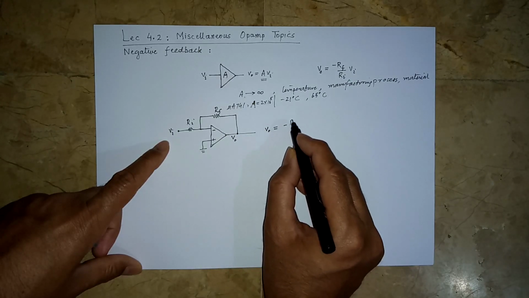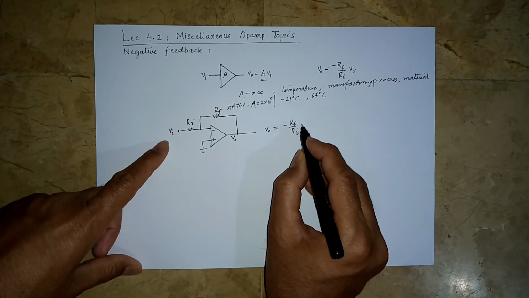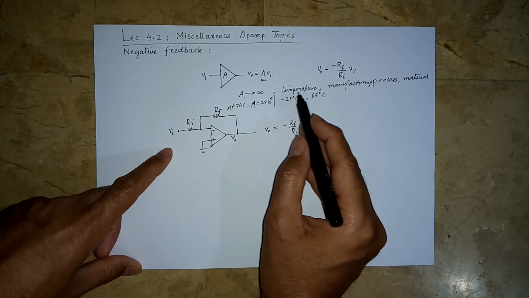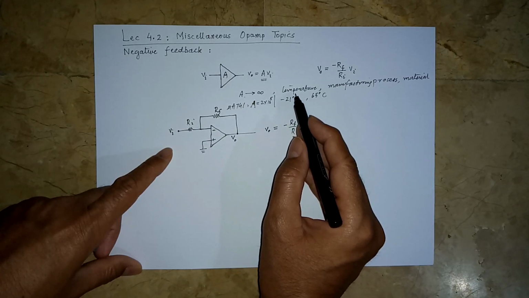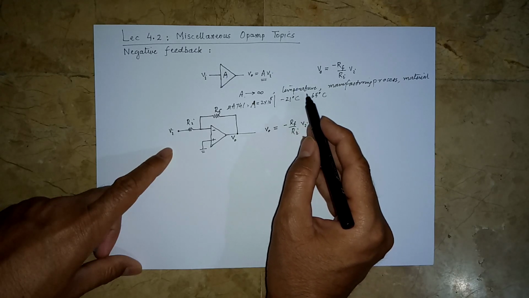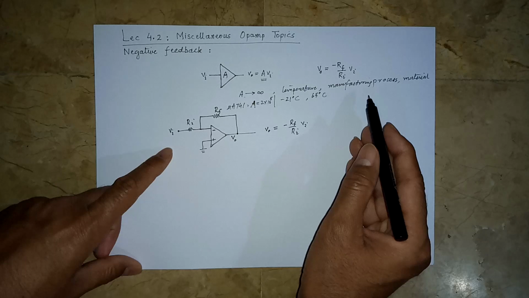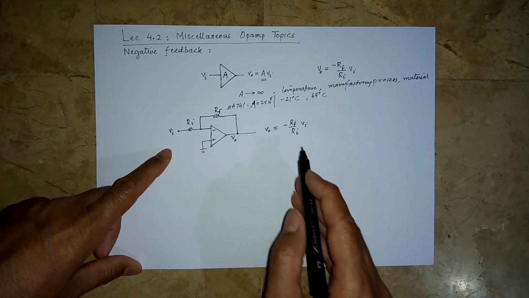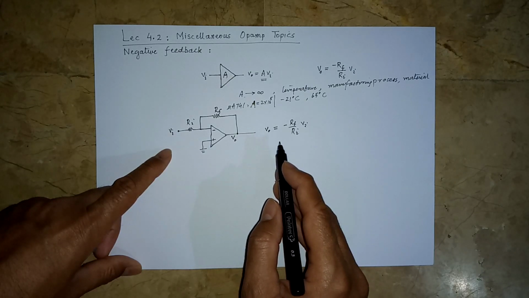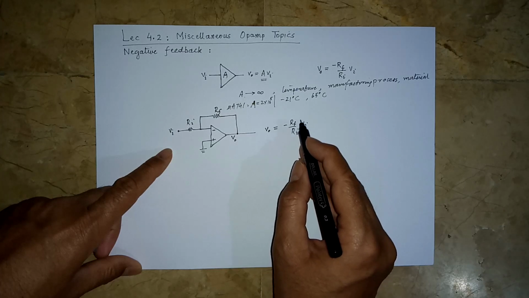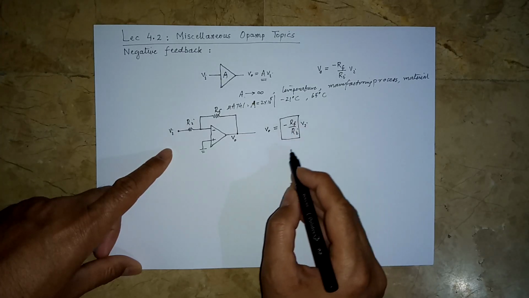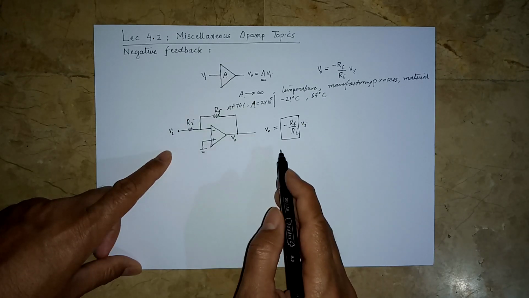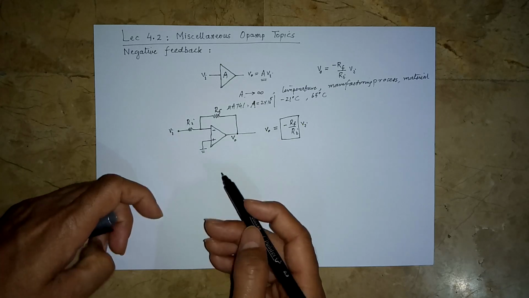In having a circuit that does not depend on A, we have distanced ourselves from all these details: what the ambient temperature will be, which manufacturing process it has come from, what material has been used, what is exactly the value of A. We do not consider that anymore. All we know is A is a high value, and the gain of the system that we are interested in is not dependent on that A, but on the external element values that we have chosen. So this is the purpose of negative feedback.